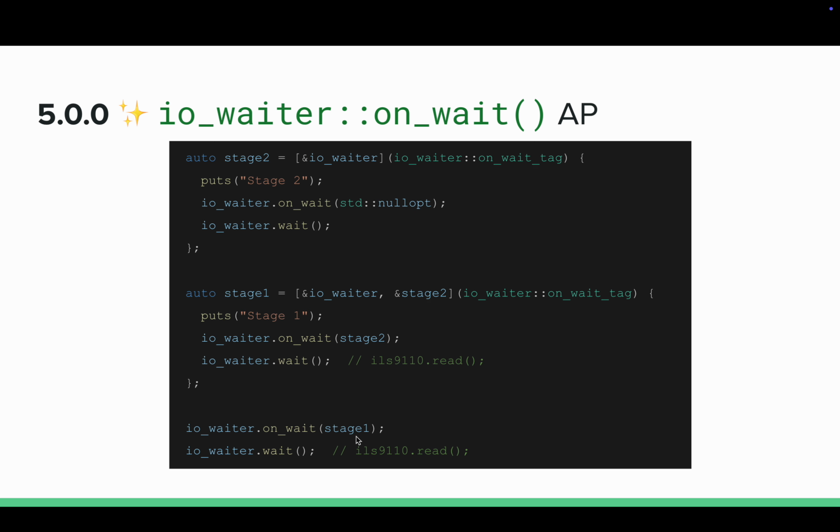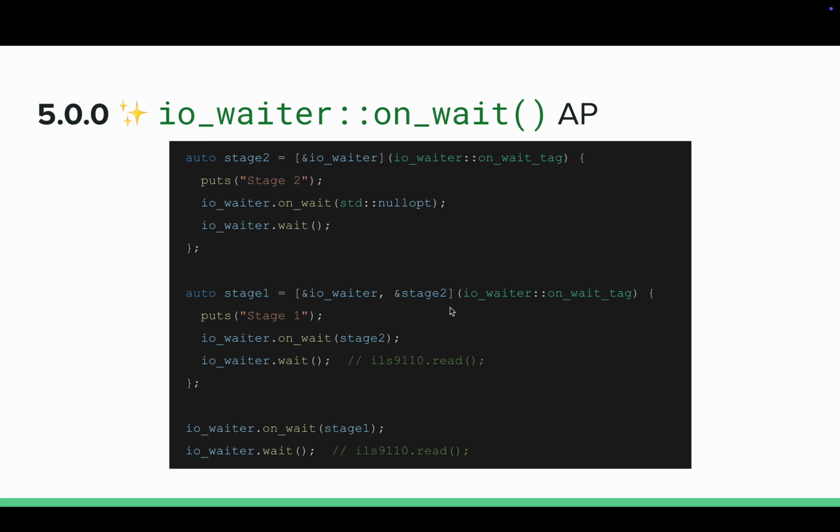What happens is it begins reading. It starts the transaction with the other device. It starts the transfer, and then it begins to do its operation. So it'll call wait, which will then call this handler, and in this case, it just prints out stage 1. It sets the next on wait handler to stage 2, and then does the operation. And calling .wait is the equivalent of doing that operation.